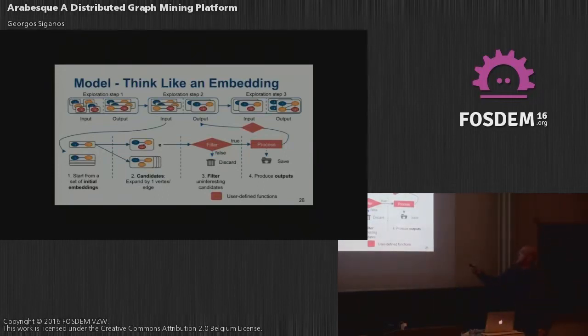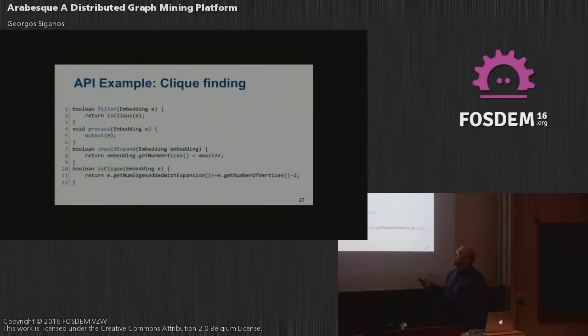And then it passes to the output, and then the output, the next step becomes the input, and so forth. Now, again, let's go to the clique finding example. Now I can explain a little bit more what this clique is.